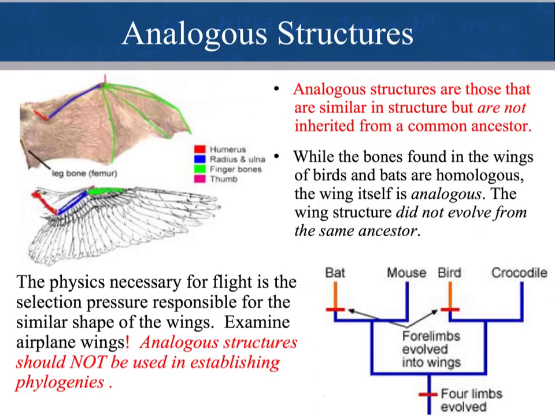Okay, that leads us to the term analogous structures. So analogous structures are going to be those that are similar in terms of structure, what they look like, or maybe even function, but are not necessarily inherited from a common ancestor. So like the wings of a bat versus the wings of a bird. Not a whole lot of commonality there in terms of ancestorship. Now, in establishing a phylogeny, we do use homologous structures. We never, ever, ever use analogous structures. We do not use them to establish a phylogeny.